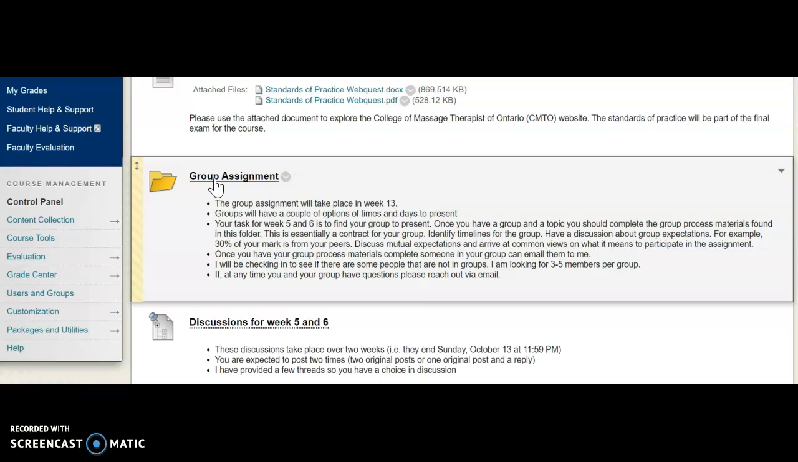And once you have all that stuff together, someone can provide me with a copy of that contract. So again, I will be checking to see if there are people not in groups. What I am looking for is about 3 to 5 people per group.